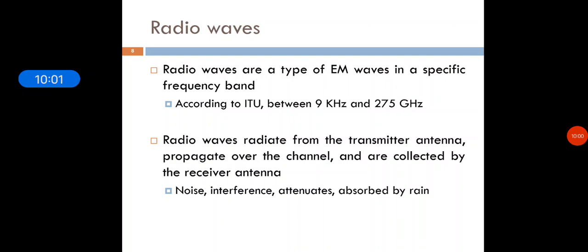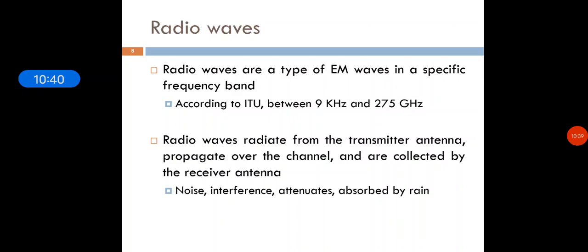Okay, 270 gigahertz. The radio waves radiate from the transmitter antenna, propagate over the channel, and are collected by the receiver antenna. As I have told you, these antennas convert the electrical signal into electromagnetic signals. Whenever these radio waves are radiated from the transmitter antenna, they propagate over the channel. What is the channel? The channel can be air, or free space, and these are collected by the receiver antennas.